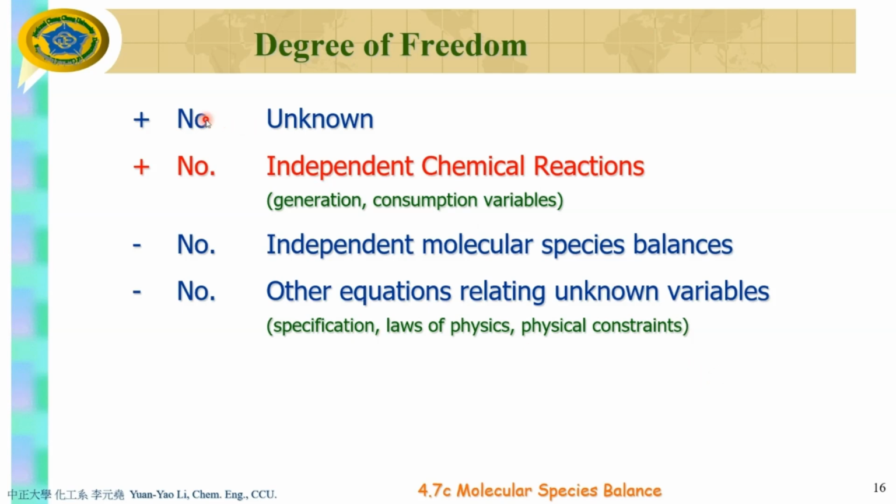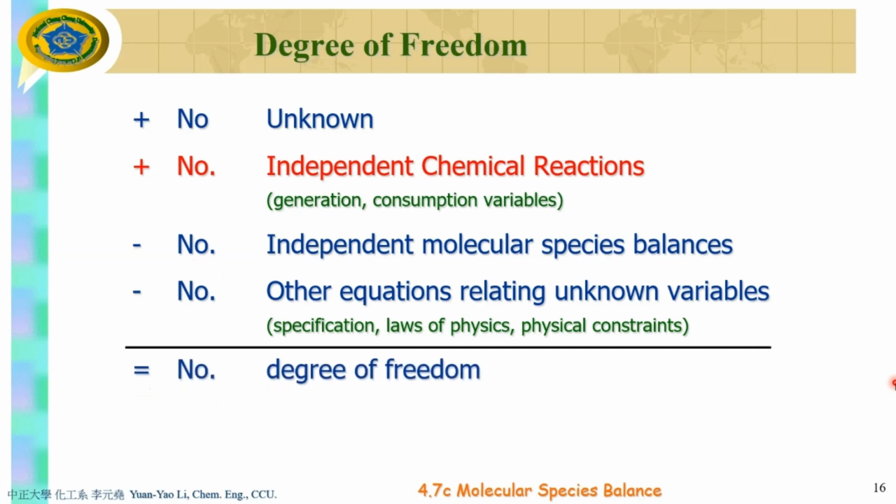So if you have 2 plus and 2 minus, and you do a degree of freedom analysis here, then you have the number of degrees of freedom. If this reaches 0, then bingo, you can get the unknowns, right?